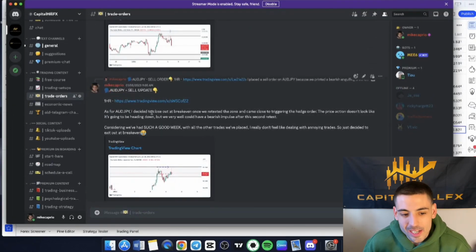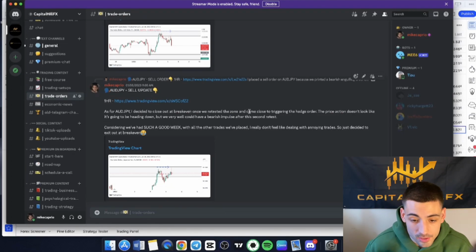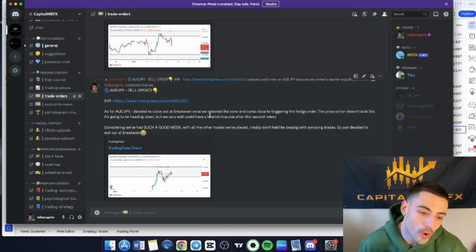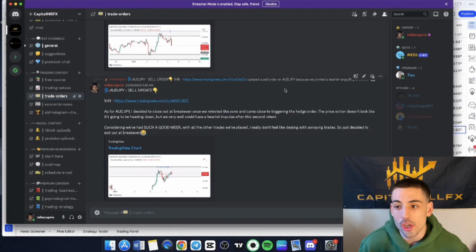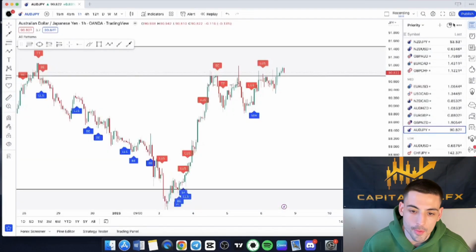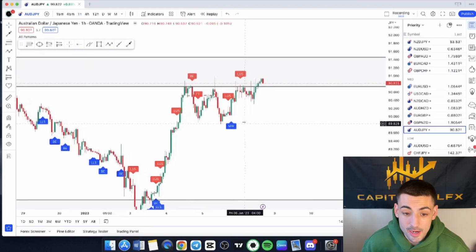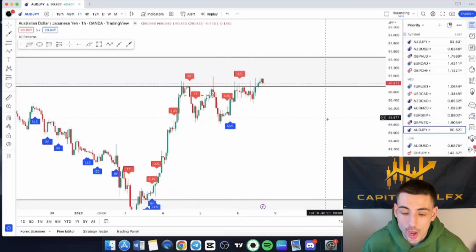And then we're going to go down here. I decided to close out at break even once we retested the zone and came close to triggering the hedge order. The price action doesn't look like it's going to be heading down, but we very well could have a bearish impulse after the second retest. Considering I had such a good week, I decided to just close out of this trade at break even. And I'm very happy that I ended up closing out because we just ended up swaying around this zone.